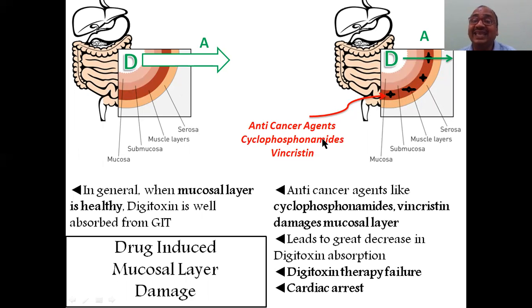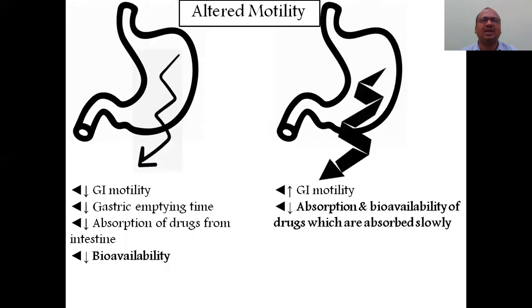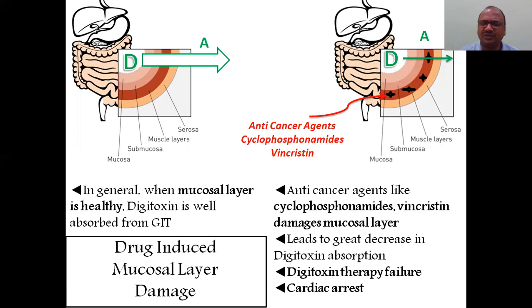By anti-cancer agents like cyclophosphamide, vincristine, vinblastine, anti-cancer agents cause damage to the mucosal layer. This mucosal layer damage decreases the digitoxin absorption. See the arrow mark, very small, because the mucosa is not ready, because the mucosa is damaged by the drug. So don't give anti-cancer agents along with digitoxin, because during absorption your muscular layer or mucosal layer will get damaged. Number two, so digitoxin toxicity, when reduced, leads to cardiac arrest.